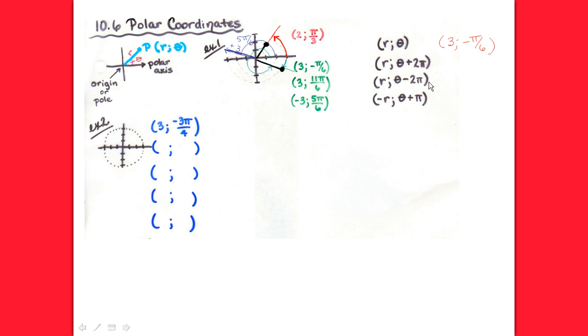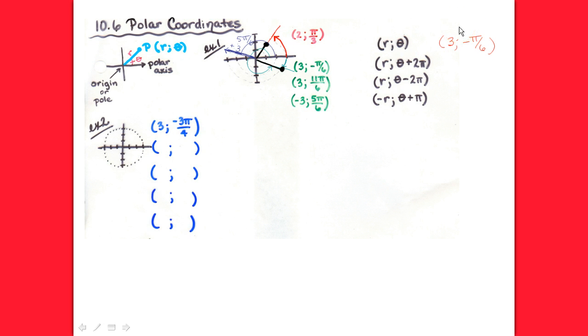The other thing that they say is that you can change your radius to a negative and add 1 pi to your theta value. And sure enough, this 3, when it got changed to a negative, 1 pi was added, not 2 pi, 1 pi was added to that negative pi over 6 to get our theta value. So we've worked it out by looking at the graph and using some common sense. Let's work it out algebraically.